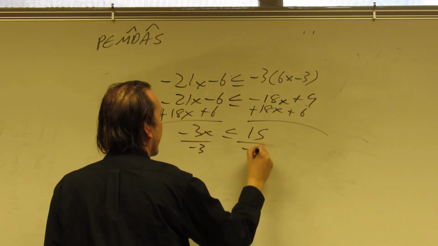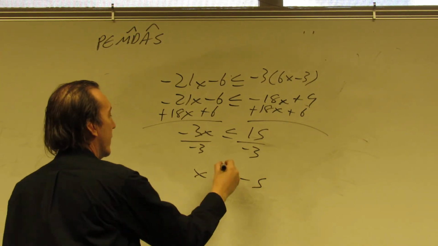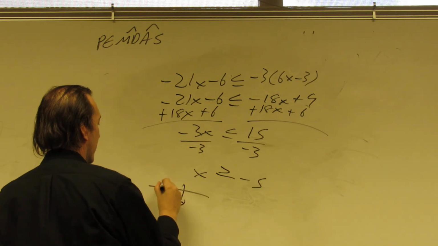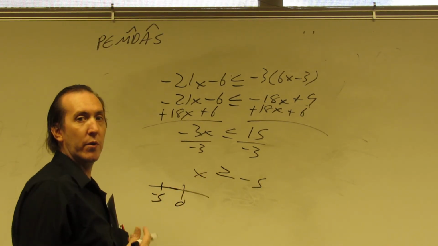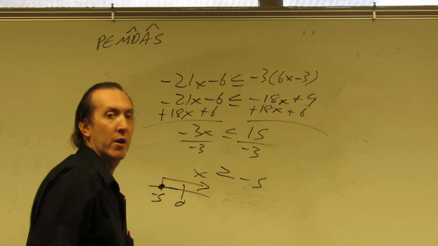Divide both sides by negative 3, and x is greater than or equal to negative 5. Since we divide by a negative, we flip the sign. And so to graph this, we're going to have a 0 at negative 5 because it's also equal to, or greater than. It's a solid dot and it's everything greater than.